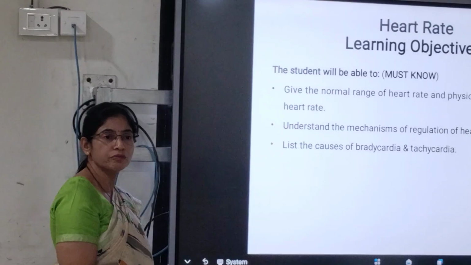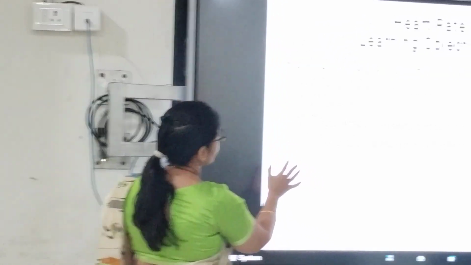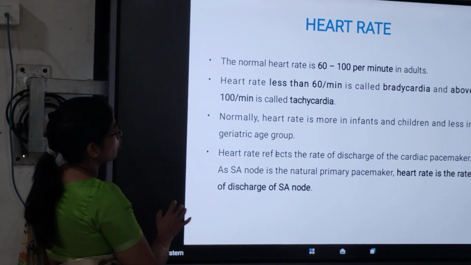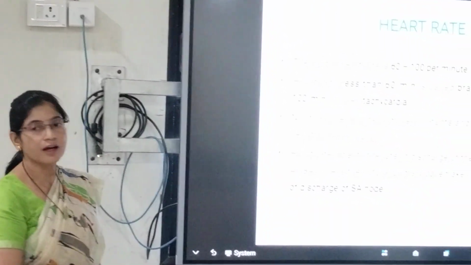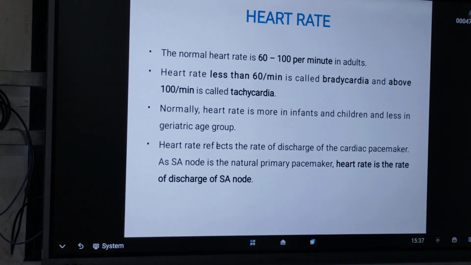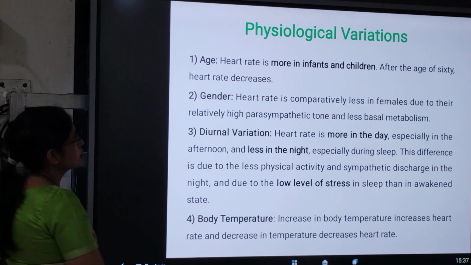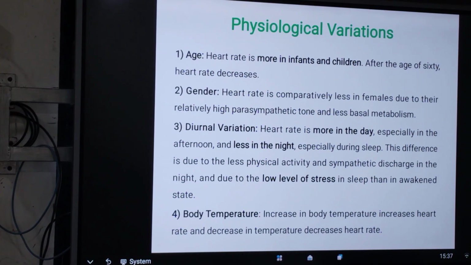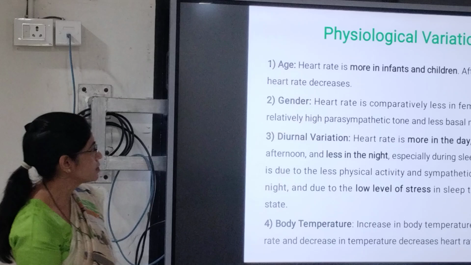Now the heart rate. We will see the different factors which affect the heart rate. What is bradycardia and what is tachycardia. Normal heart rate is 60 to 100. Less than 60 is bradycardia and more than 100 is tachycardia. So what are the factors? We will see age. It is more in infants and children. Gender. Less in females and more in males.